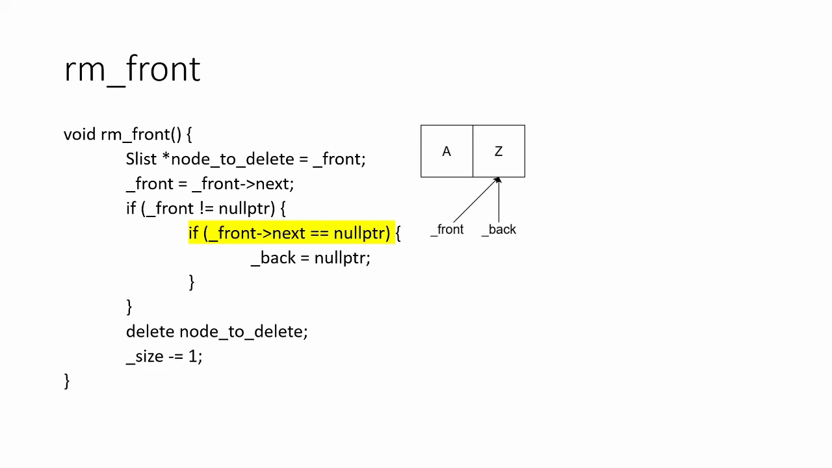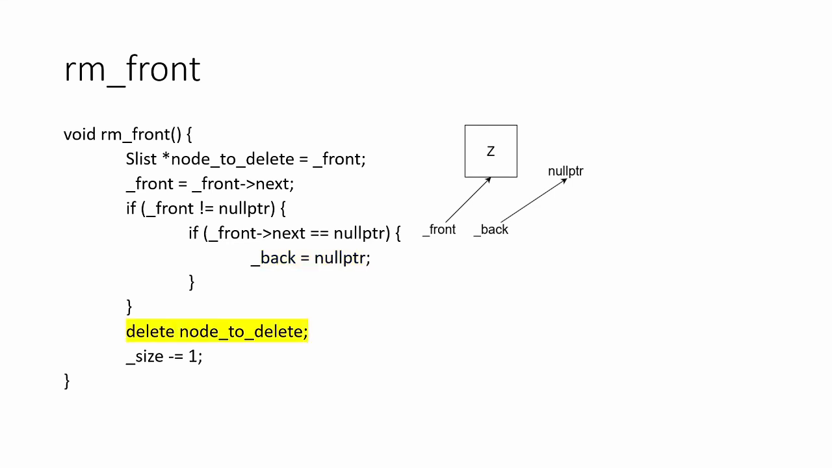But here we have if our front next is equal to null pointer, then we're going to set our back to null pointer. And actually, as I do this, I realize that this isn't exactly correct. What I should check is that if front is equal to null pointer, then I should set back equal to null pointer. But anyways, the deletion is the same, and we have our node to delete, and we do remove front. The problem here is that under this circumstance, back is equal to null pointer when it shouldn't be.